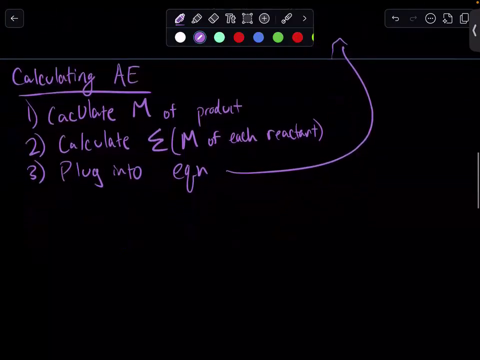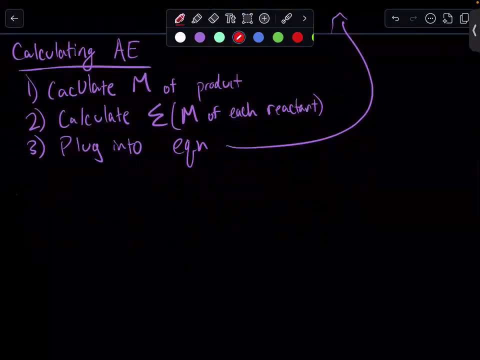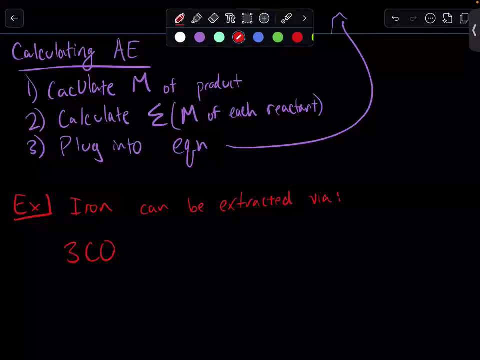So let's go ahead and do an example on this. Iron can be extracted via this reaction: 3 carbon monoxide gas plus Fe2O3, so that's iron oxide, which is also known as rust. And when you add heat to that, you make carbon dioxide plus iron.